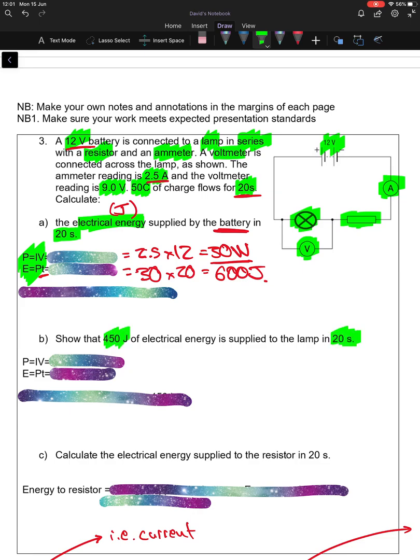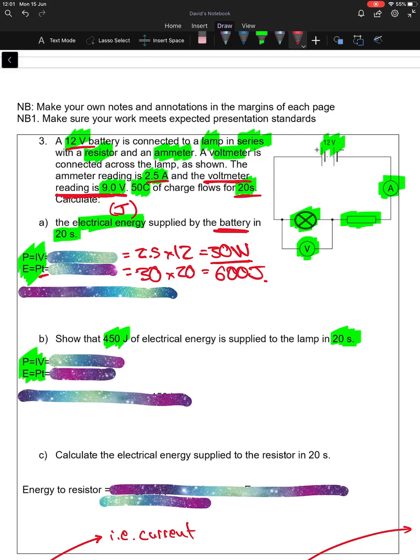Now, show that 450 joules of energy is supplied to the lamp in 20 seconds. Okay, so let's go back to these again. We've got the same 2 equations. Power equals current times voltage. So let's go back to our question.